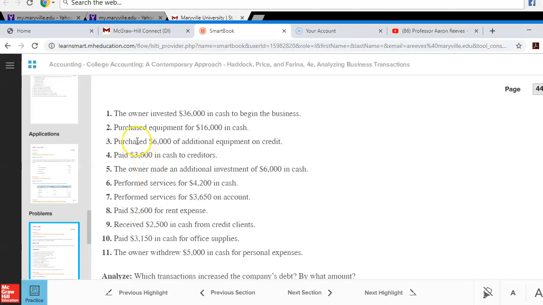Okay? We purchased $6,000 of additional equipment, but this time it says on credit, meaning that we received the equipment, but we haven't paid for the equipment. We owe for the actual equipment. We now have a debt. Remember, in accounting, debts are referred to as liabilities.